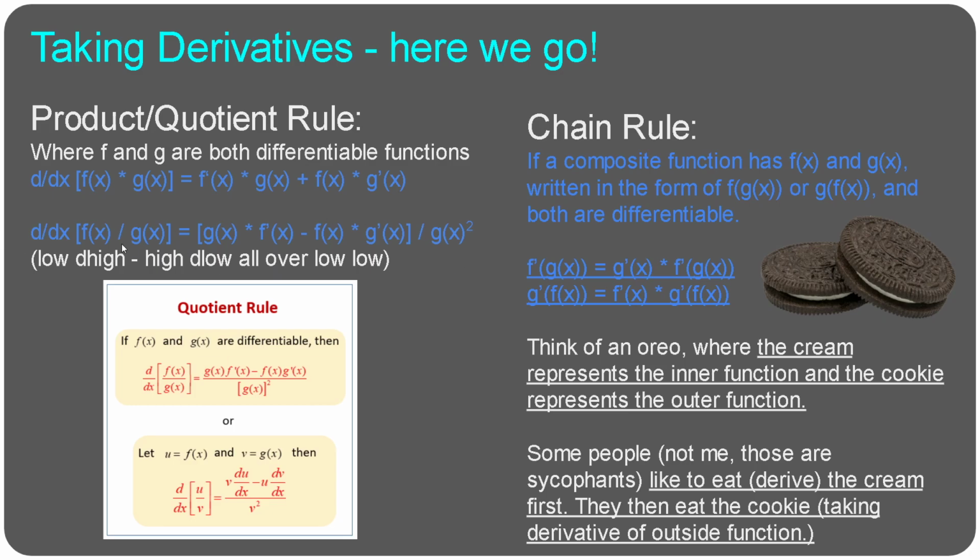So this is a little saying that helps me remember. You can say low d high minus high d low all over low low. So the bottom function times the derivative of the top function minus the top function times the derivative of the low function, and it's all divided by the bottom function twice, so low low.